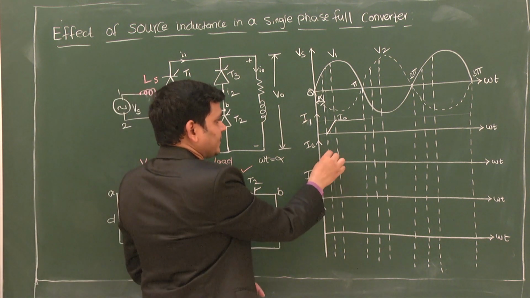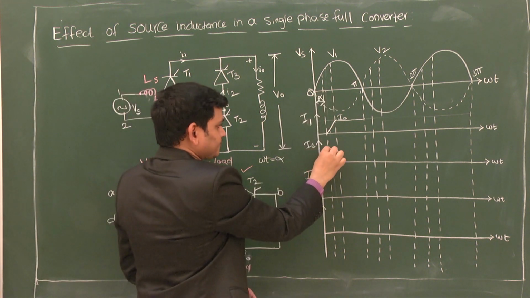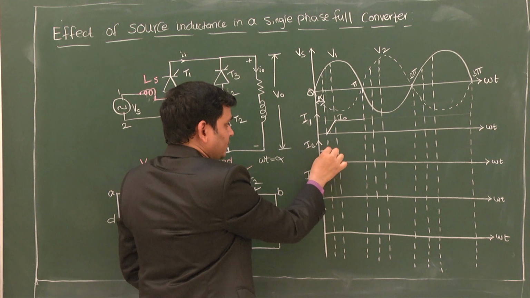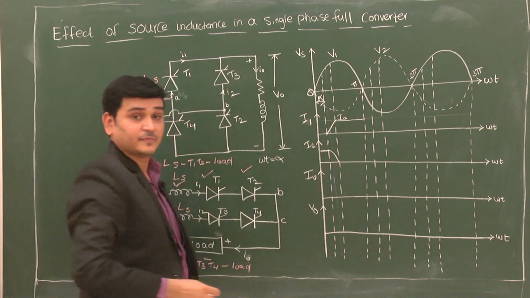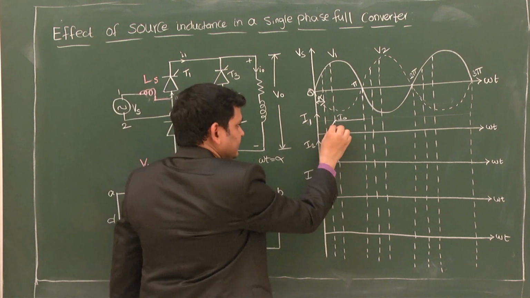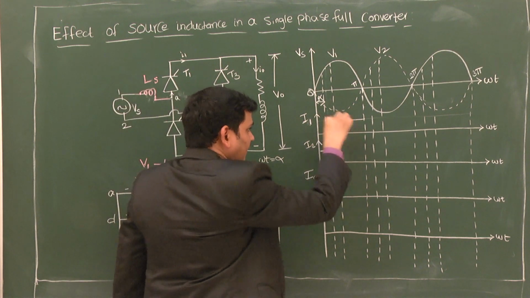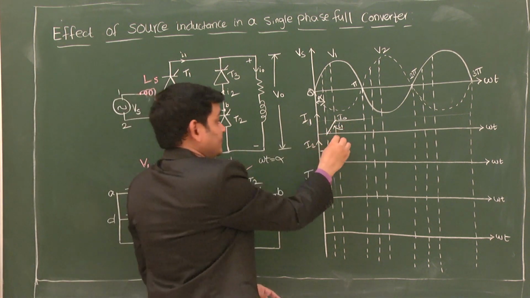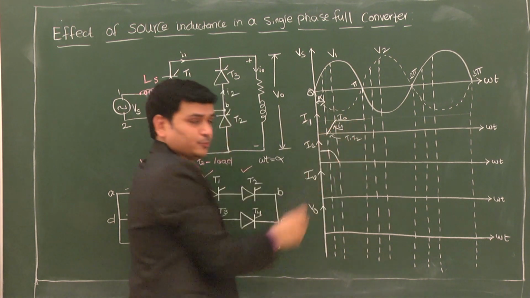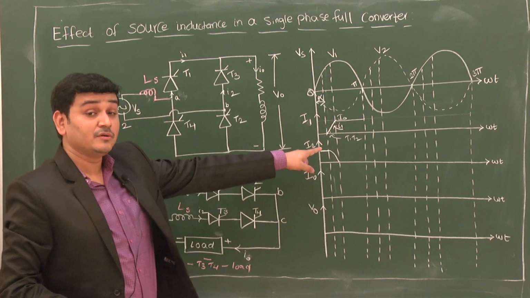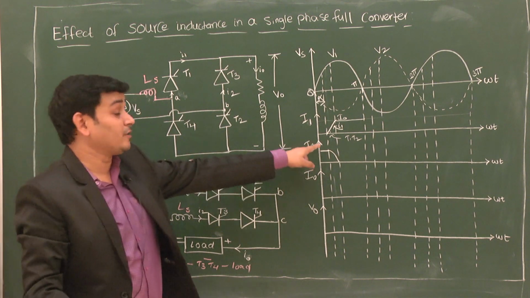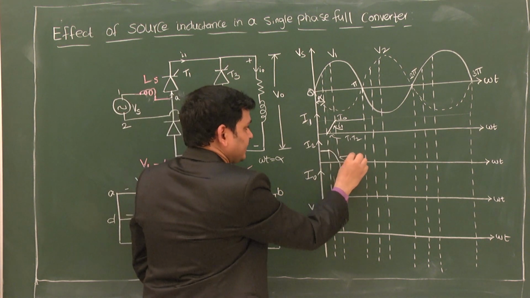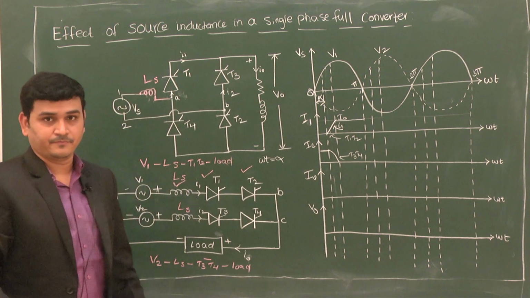Okay. So now what will happen is, at omega t equal to alpha, if I consider this one as I naught, then over this duration the current will decrease. So I can say this value is I1, increasing from 0 to I naught. This is regarding T1 and T2. So what about T3 and T4? Their current is decreasing from I naught to 0. So over this duration, T3 and T4 current I2 is decreasing.